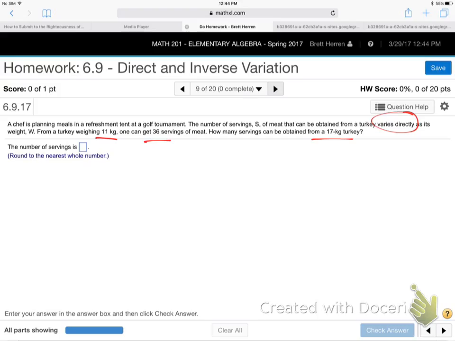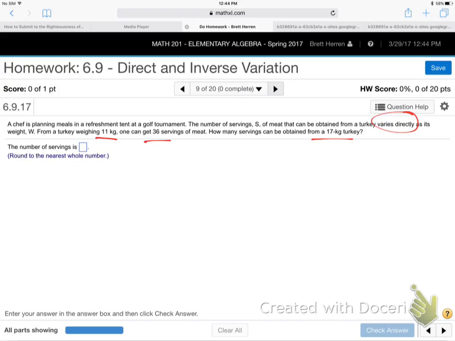If you read a recipe that says if you have 11 kilograms of the meat, that'll serve 36 dinners, so what if you go to the store and buy 17 kilograms? How many servings is that going to be? See how they vary directly? They go together. More kilograms, more servings. Less is less.